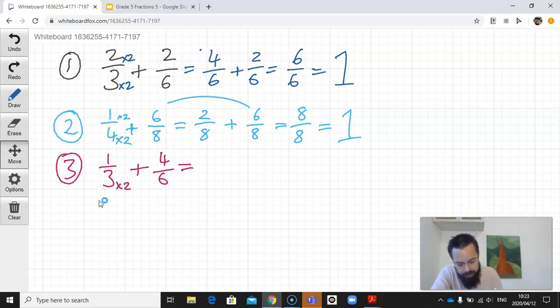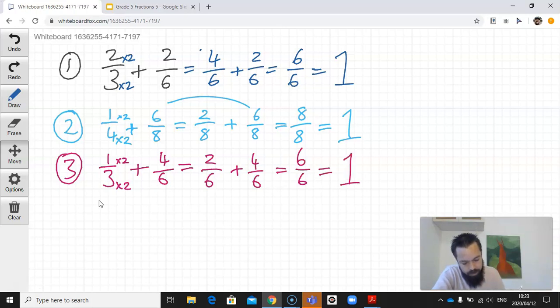I noticed that if I times this by 2, I can get it to be a 6. 1 times 2 is 2. 3 times 2 is 6. Second fraction stays unchanged. 6 over 6, which is equal to 1. Right. Good.